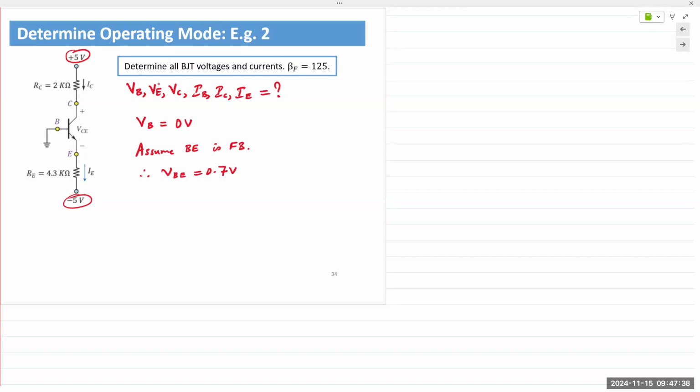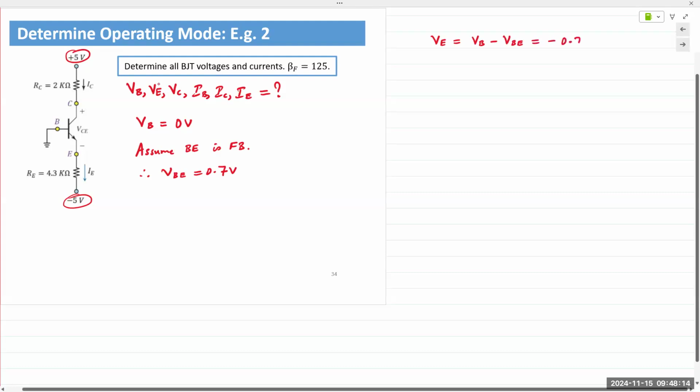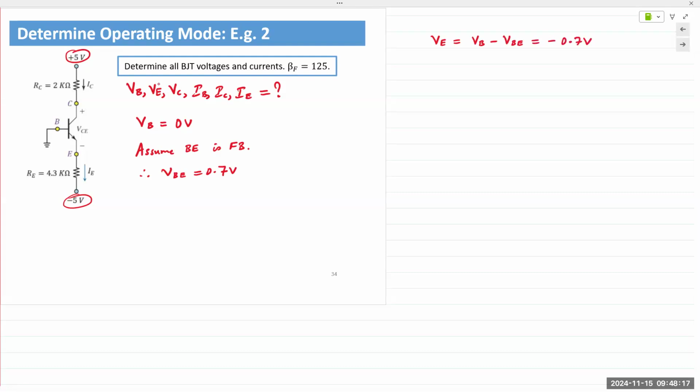It may turn out that my assumption is incorrect. We won't know until we finish our analysis and obtain values. But again, we need to begin at some point. And so our beginning point is that the base emitter junction is forward bias. So if VB is 0, and VBE is 0.7, we can find VE. VE would be minus 0.7.